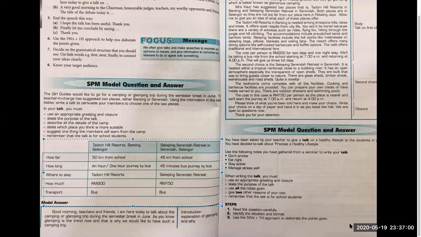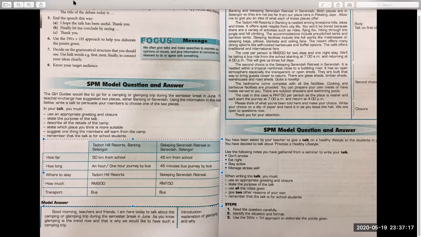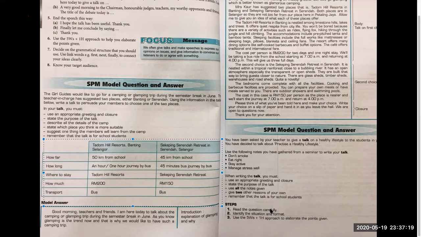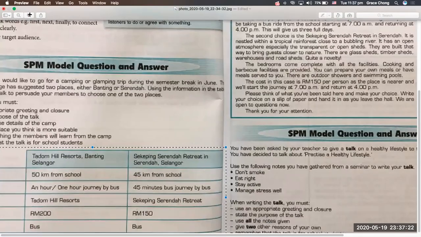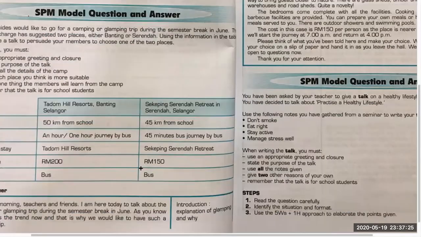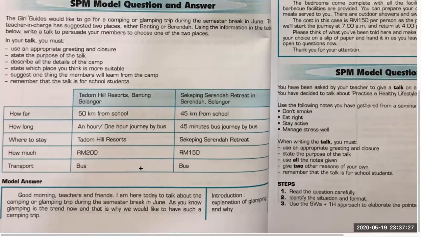Now, what we want to see here is we want to read the sample answer, and then see how they put this into their answers. So we start off with good morning. Good morning, teachers and friends. I'm here today to talk about camping or glamping trip during the semester break in June.